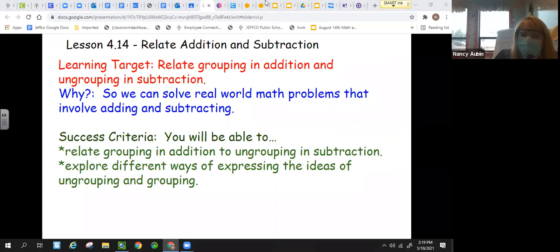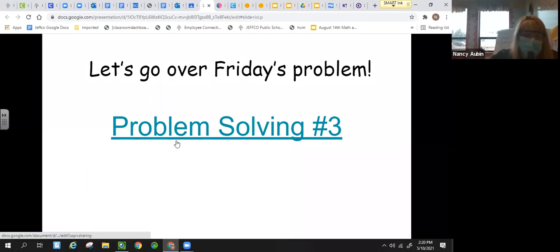We know that there's so many real world math problems that involve adding and subtracting. So this is a necessary skill in your life. We're going to relate grouping in addition to ungrouping in subtraction. How are they alike? How are they similar? And then we'll just explore different ways of expressing the ideas of ungrouping and grouping today. But before we dive into that, let's go over Friday's problem.